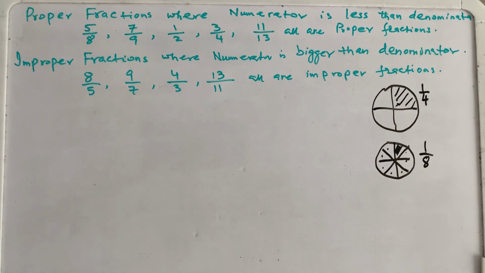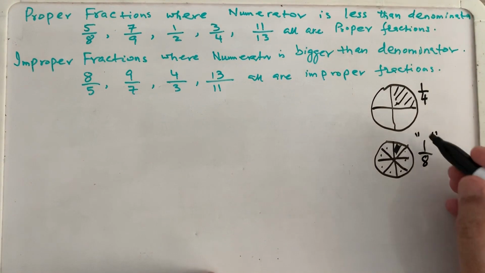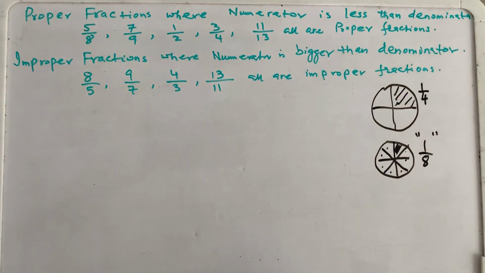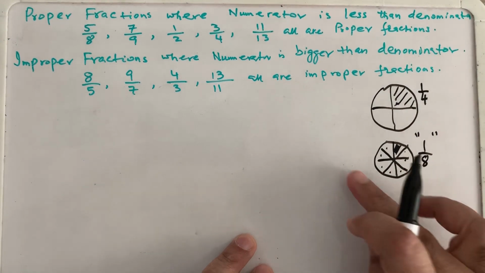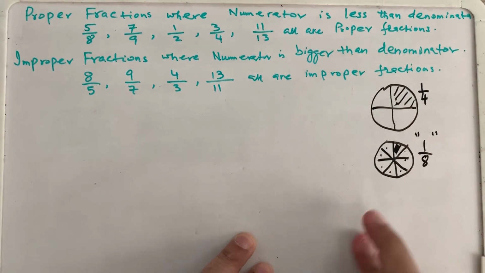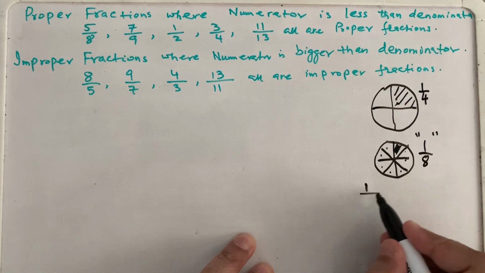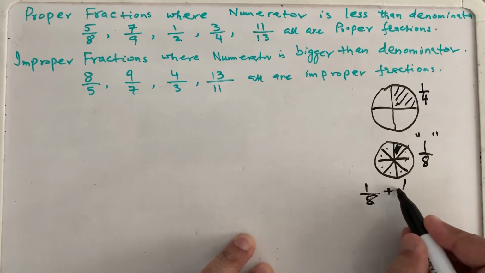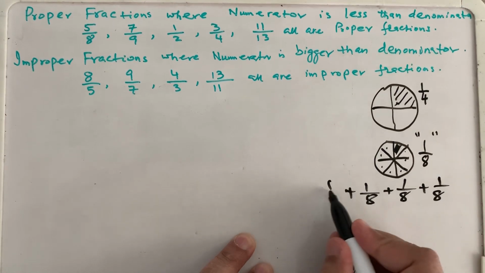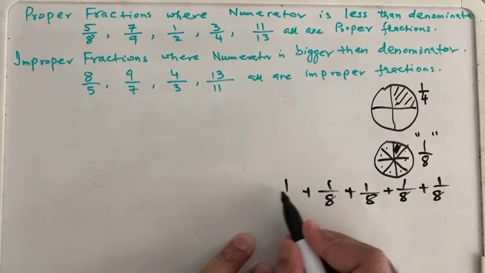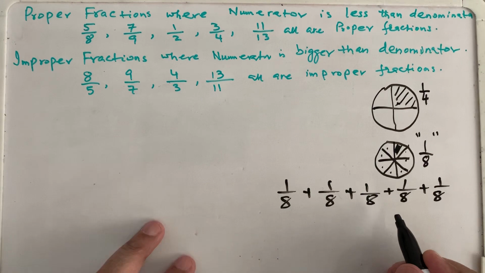How many parts of a certain size can we make to make one whole? For example, how many parts of 1 by 8 do we have to add to make one full? 8 times, right? If we add 1 by 8, 8 times, it makes a full.